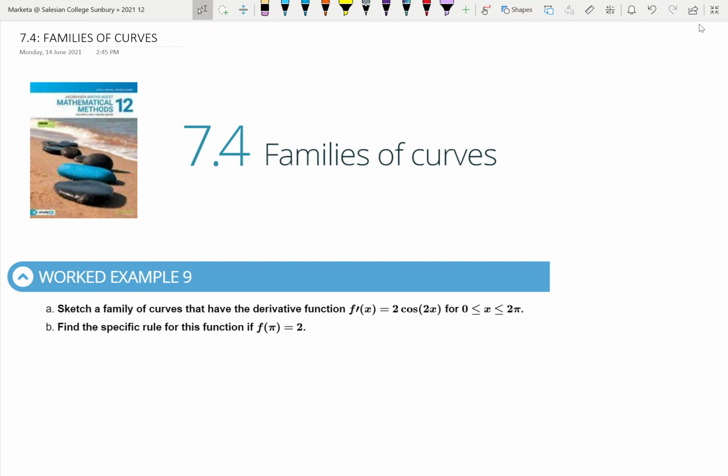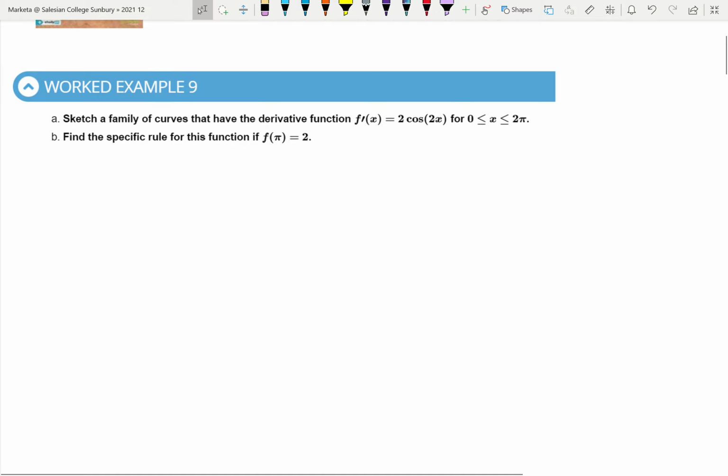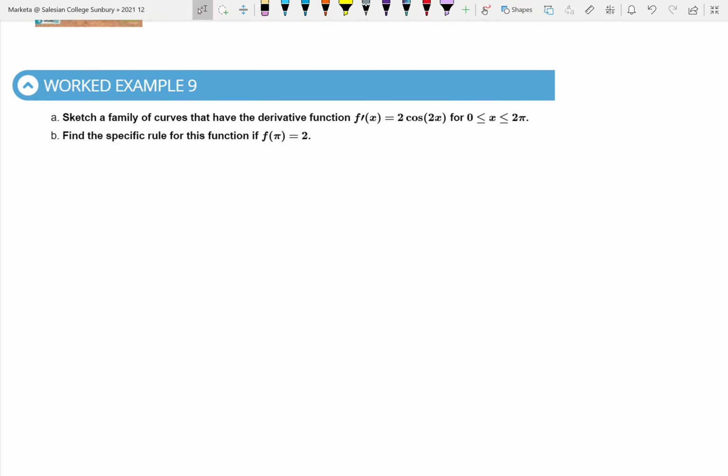Hi everyone, today I'm going to be doing the worked examples from exercise 7.4. So this is families of curves. So the first one here, they ask us to sketch a family of curves that have the derivative function of this for 0 to 2 pi.